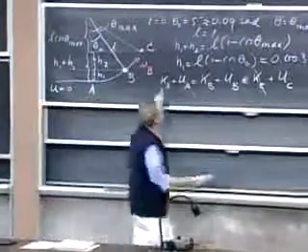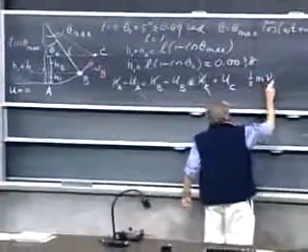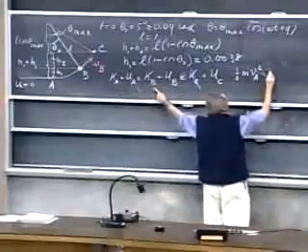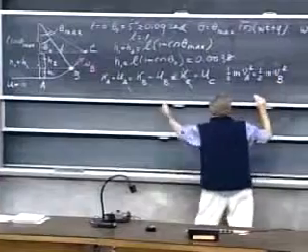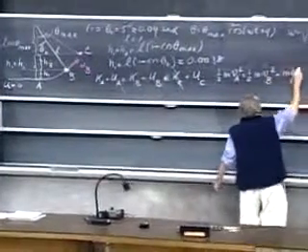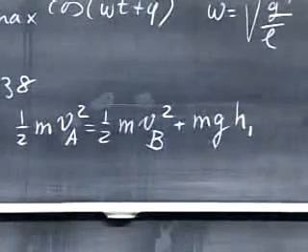So now we can write down that 1/2 m vA squared equals 1/2 m vB squared plus mg times h1, that is the potential energy at point B.